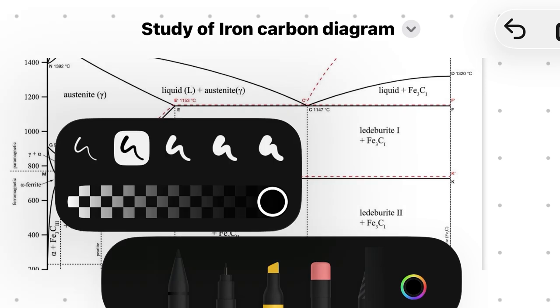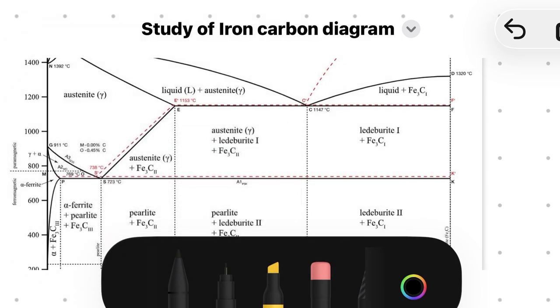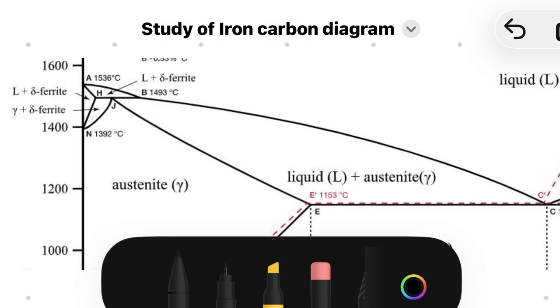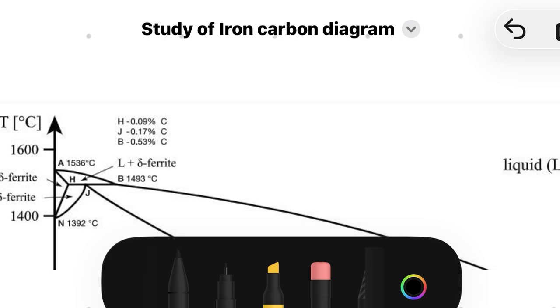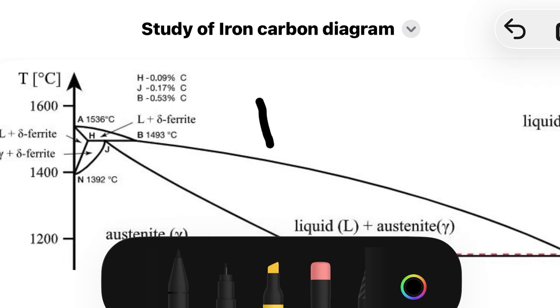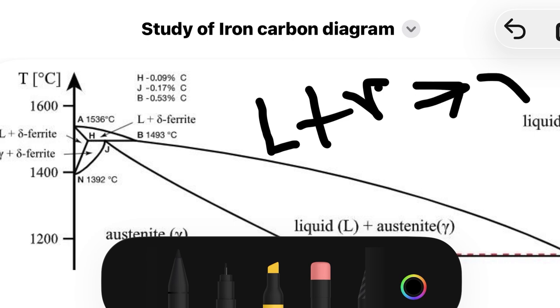The first reaction is the peritectic reaction, which is formed at 1493 degrees centigrade. There you can see the liquid and delta ferrite merge, and it creates the austenite phase. That's called the peritectic reaction.